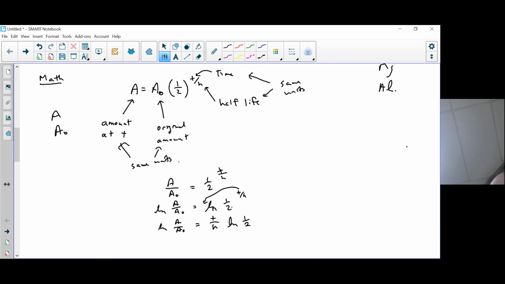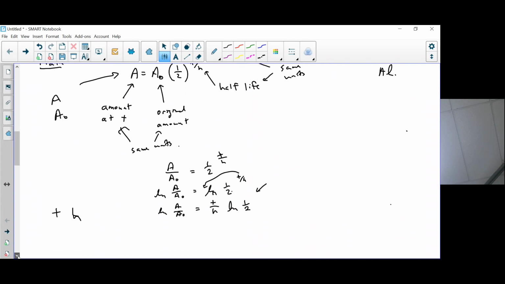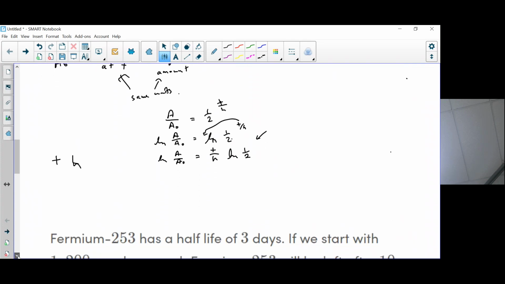And now, using this trick of logarithms, the t and the h are no longer stuck up here in the exponent. They're out where I can naturally solve for them. So if I want t or h, I should use this formula. And if I want A or A0, I should be using this formula. And I will do two questions, one with each.